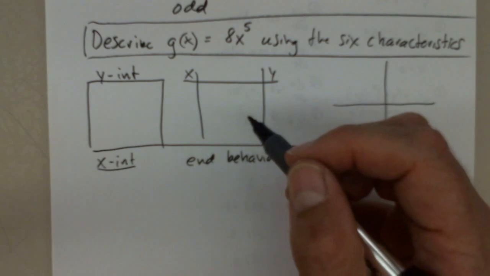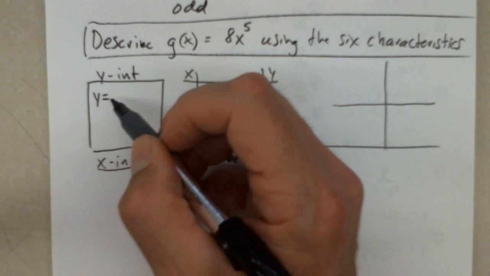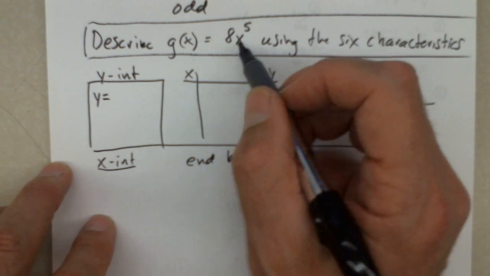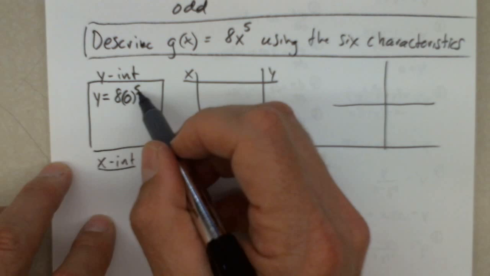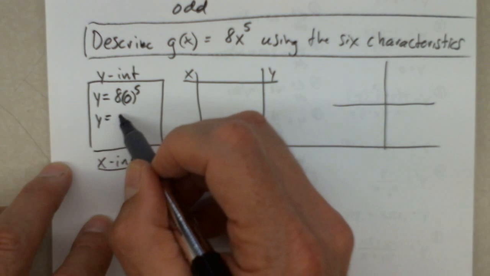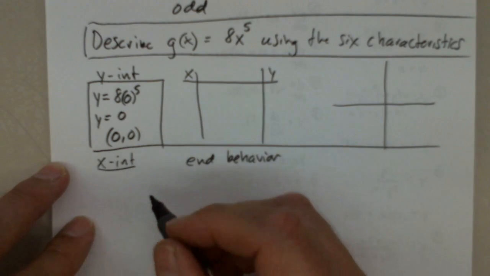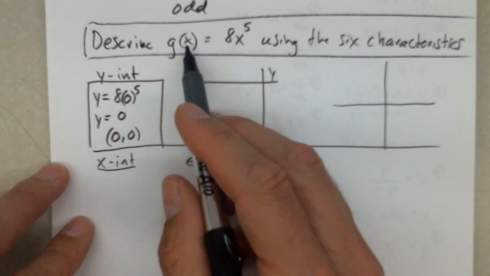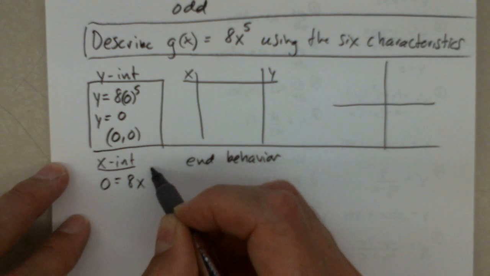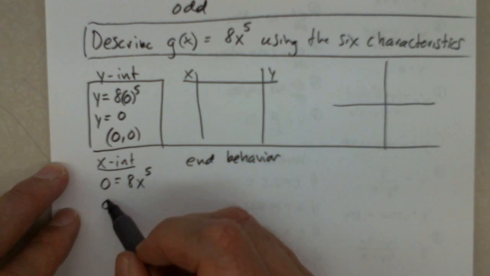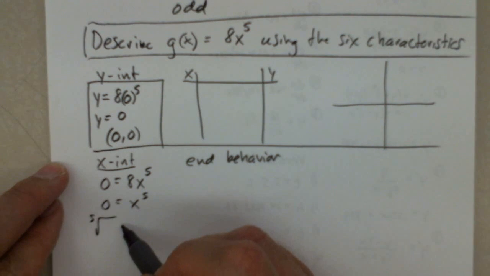All right, for the y-intercept, we substitute a 0 for the x. 0 to the 5th is 0, so we get 0. The x-intercept, you substitute a 0 for the y. Divide by 8, and we do the 5th root.